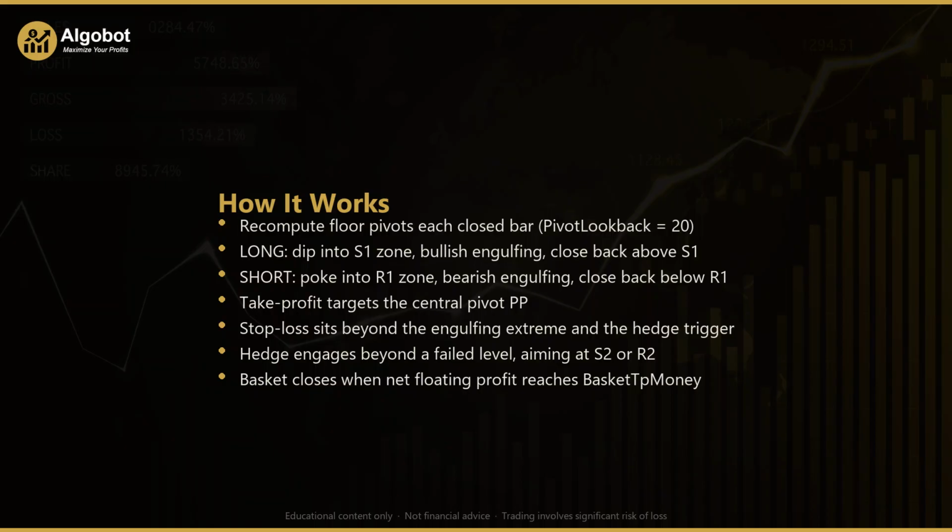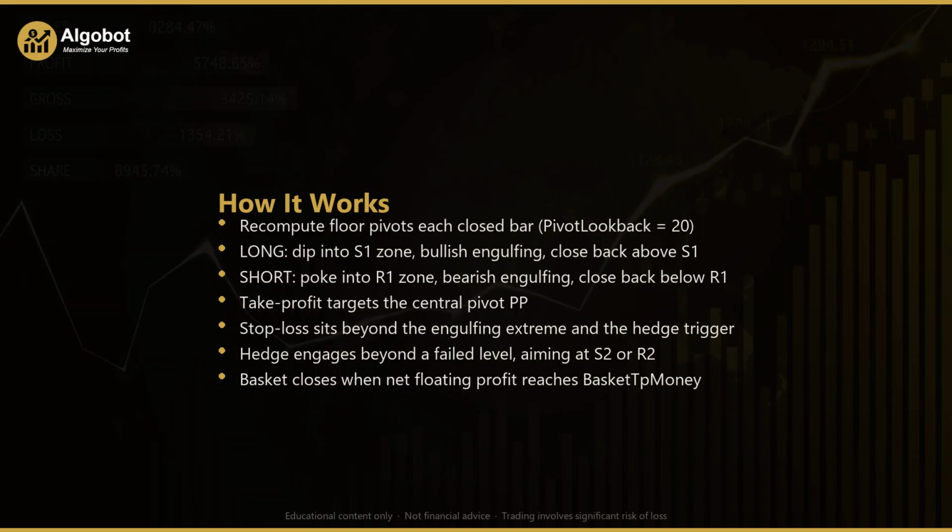Price pokes into resistance at R1, a bearish engulfing forms. The candle closes back below resistance, and a sell is signaled, again targeting PP. Each position carries its own structural stop loss and take profit, managed by the engine. The stop is placed beyond the engulfing candle's extreme and, importantly, beyond the hedge trigger, so the hedge always engages before the base stop is reached.